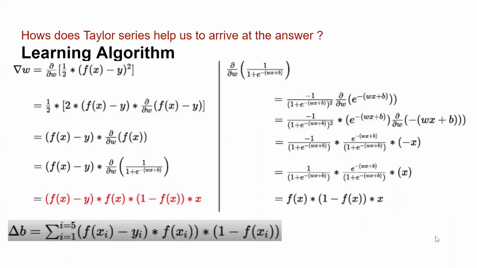And then on the right side, what are we doing here? So this expression consists of fx. And what is my fx? My fx is nothing but 1 upon 1 plus e raised to minus wx plus b, right? So this is the partial derivative of that expression with respect to w.